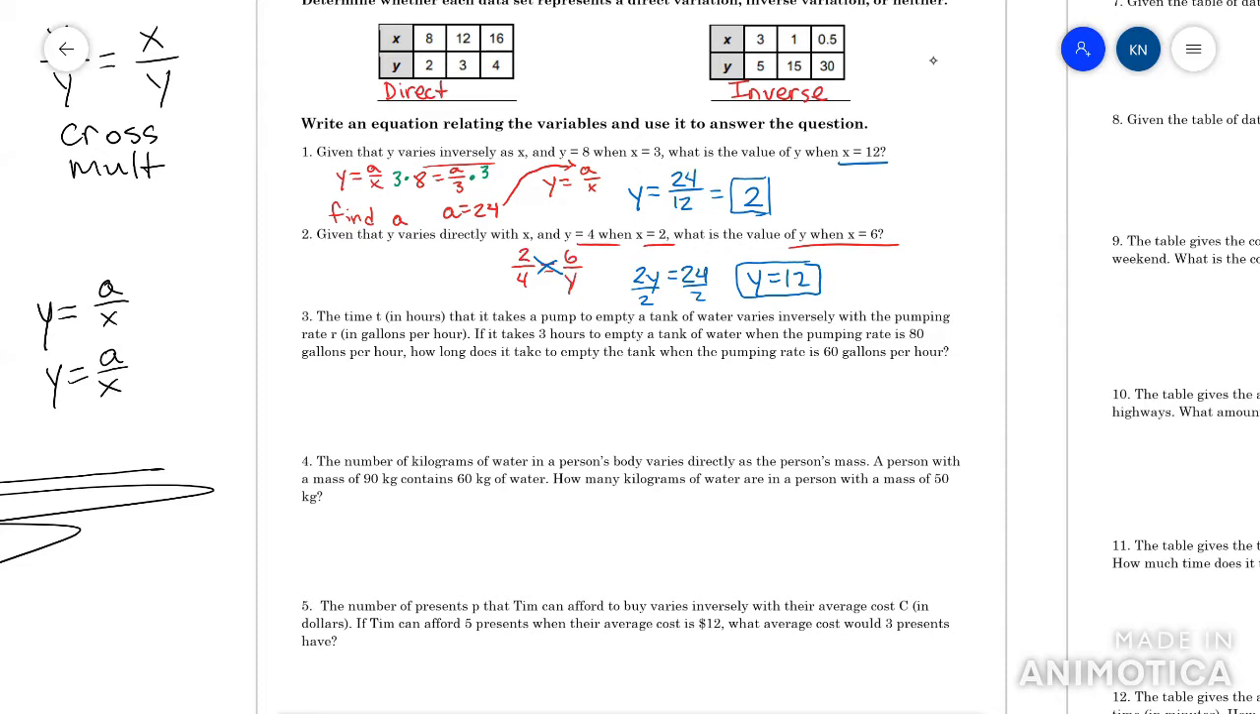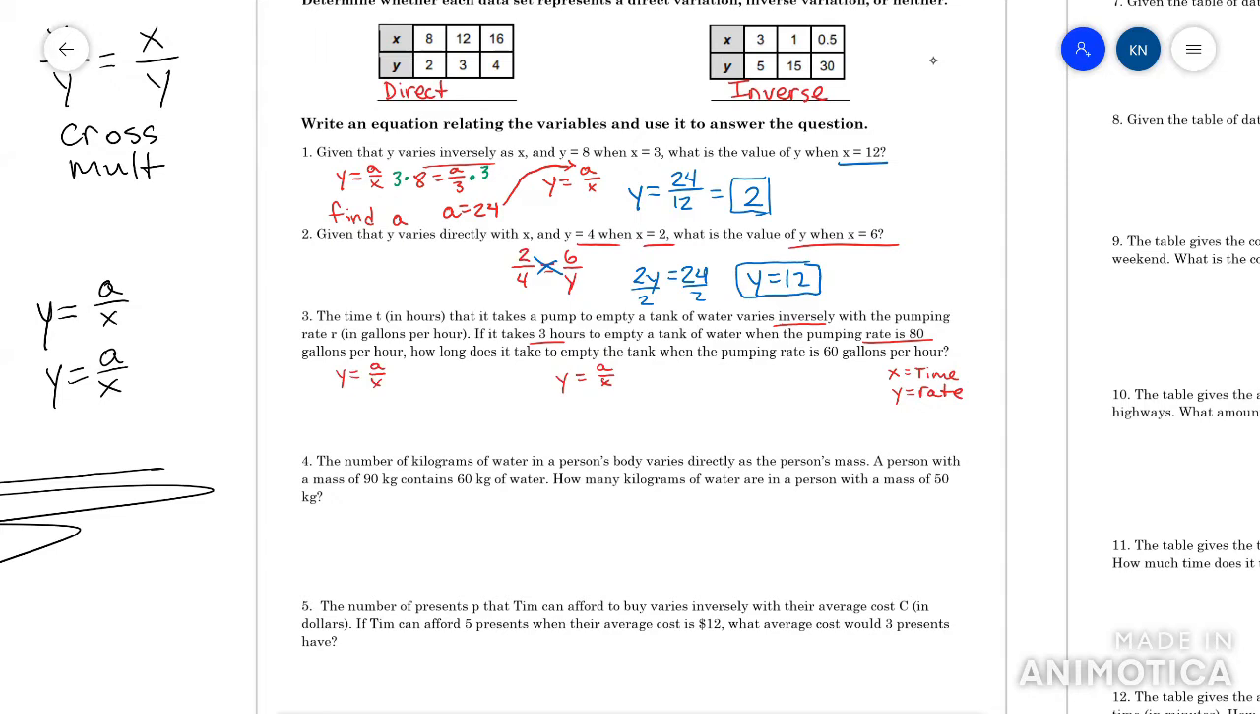Okay, the next one. They tell me it's varying inversely. Again, as soon as I see that word, I write y equals a over x twice. Now it doesn't matter what you call x and what you call y, as long as you stay consistent. So we'll make time x, so x is time. And we'll make y the rate. I like to write that down just so I know which one's which. But again, it doesn't matter. I could have made y time and x the rate. I just have to stay consistent throughout both equations.